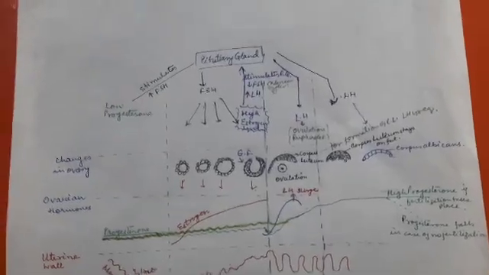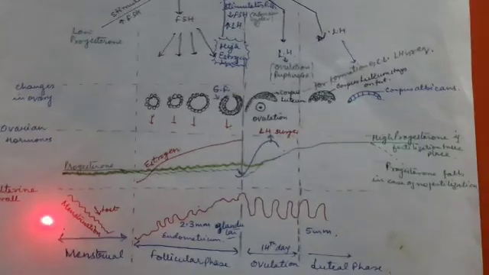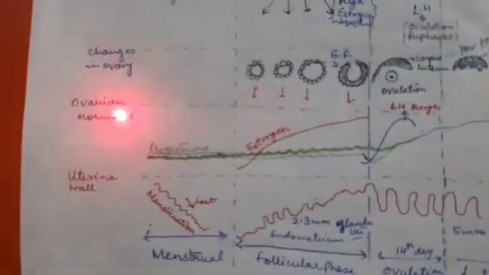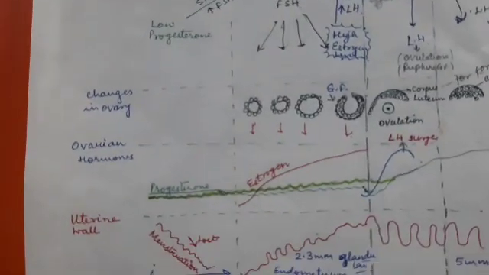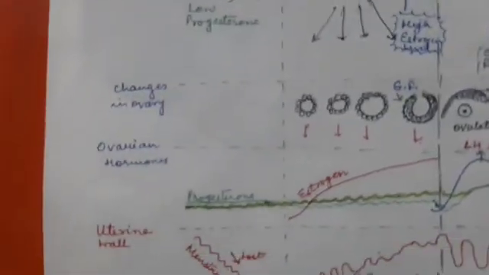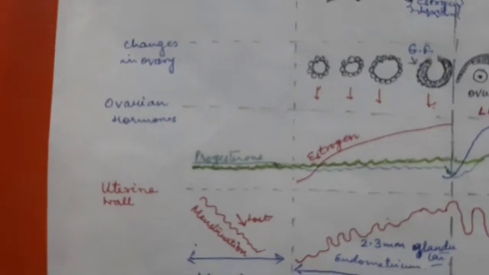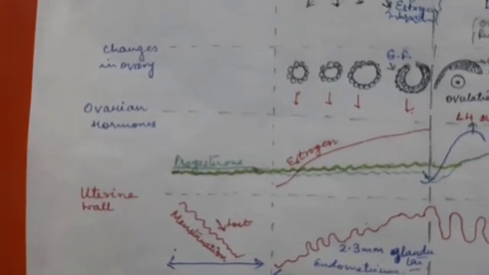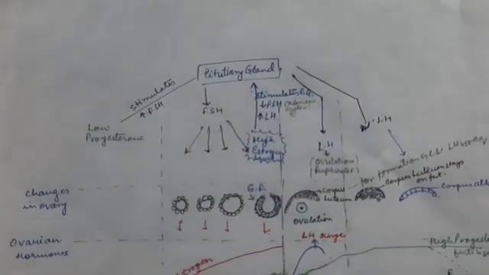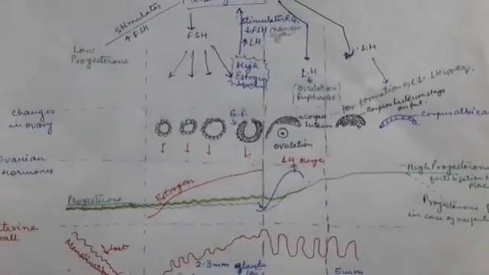The first line shows the changes in the uterine wall. As you can see here, I have written changes in the uterine wall. Then the next line shows the changes in the ovarian hormones. Then the third line shows the changes in the ovary itself. So there are these different changes occurring, and at the top you can see the pituitary gland and its hormones, which are changing according to the changes taking place in the ovary.